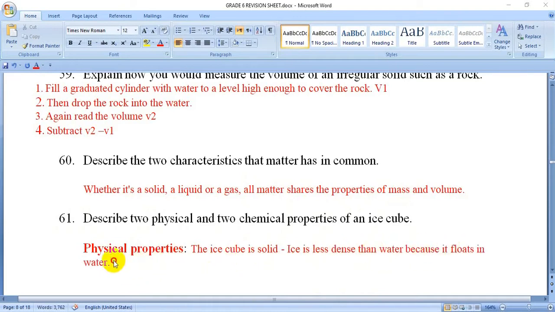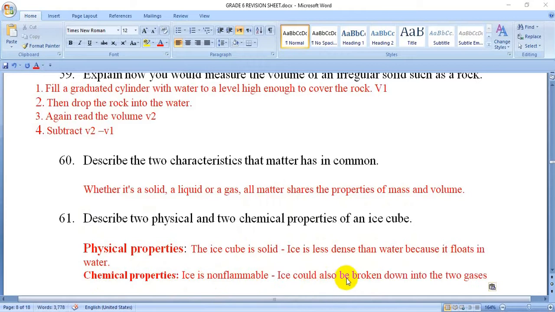So now the chemical properties for ice. Ice is non-flammable. Ice could also be broken down into two gases. Ice is made of water, and water is made from hydrogen gas and oxygen gas. So we can break down water by electric current into hydrogen and oxygen.